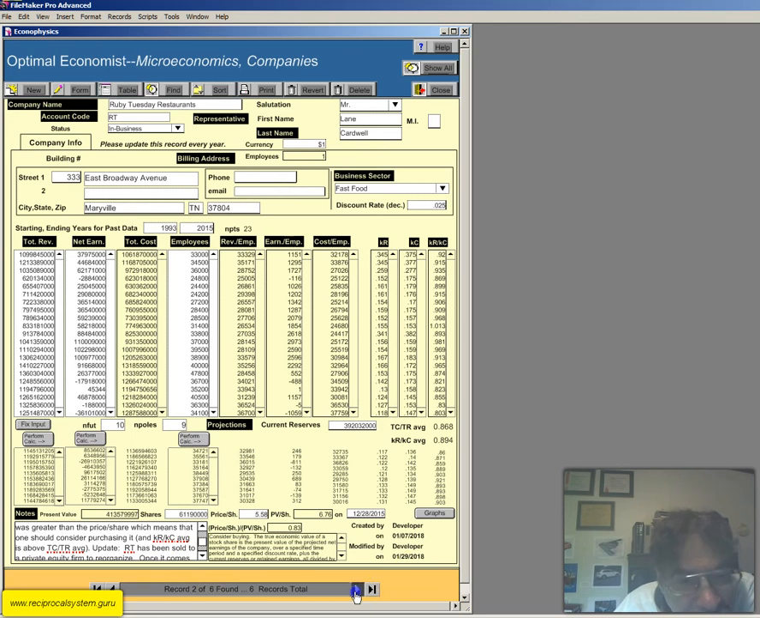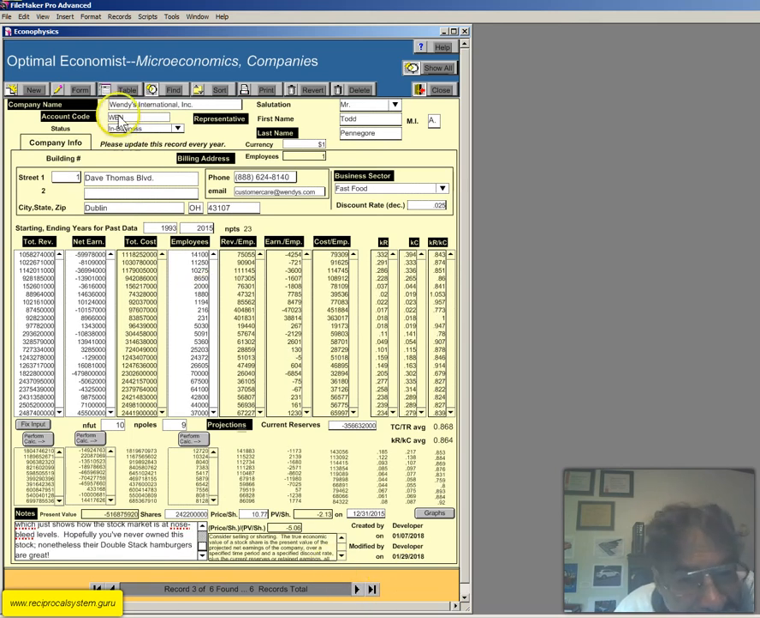And I have one more in this sector. This is Wendy's. Again, the address code is present in the company at the time that I put in the record. Notice the address, Dave Thomas Boulevard. Again, it's the fast food sector. Same discount rate. Interest rates are so ridiculous right now that it's really quite preposterous to state, but they're artificially low because of the Federal Reserve. Anyway, that's what I have.